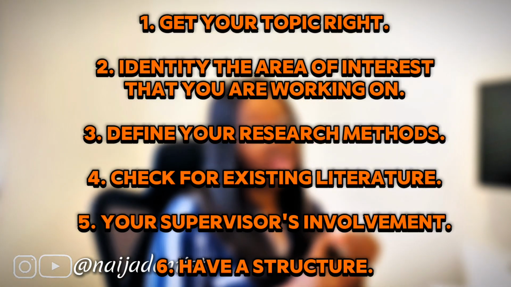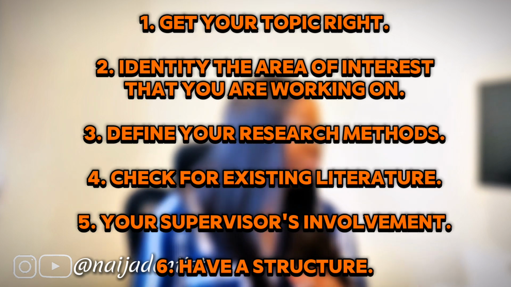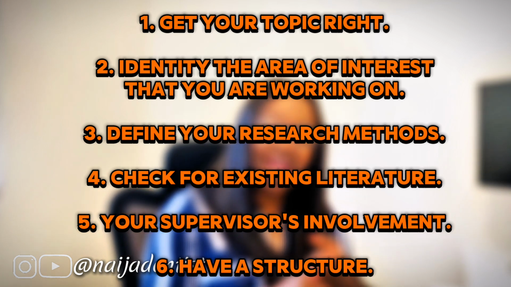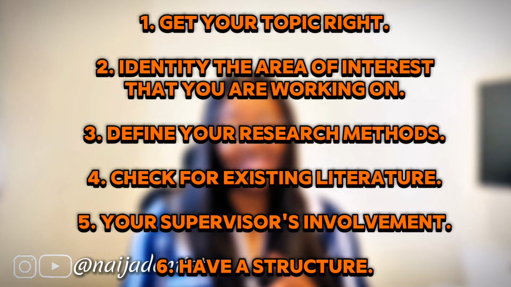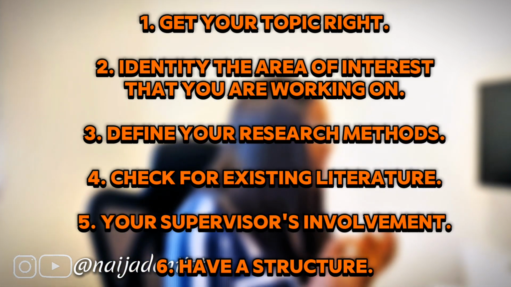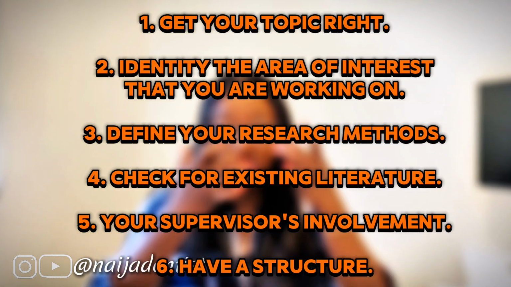So if you do all of these things, I've mentioned about 6 or 7 things now, which is: get your topic right, identify the area of interest that you're working on, and don't let it be based off of a fluke. Define your research methods. Make sure that no one else has written your research before. So existing literatures need to be checked and double checked. Your supervisor's involvement, we cannot overemphasize that. And then have a structure, an approach to which you want to present your literature review to make your writing seamless. So if you have all of this sorted, there's nothing you're doing on this video then.